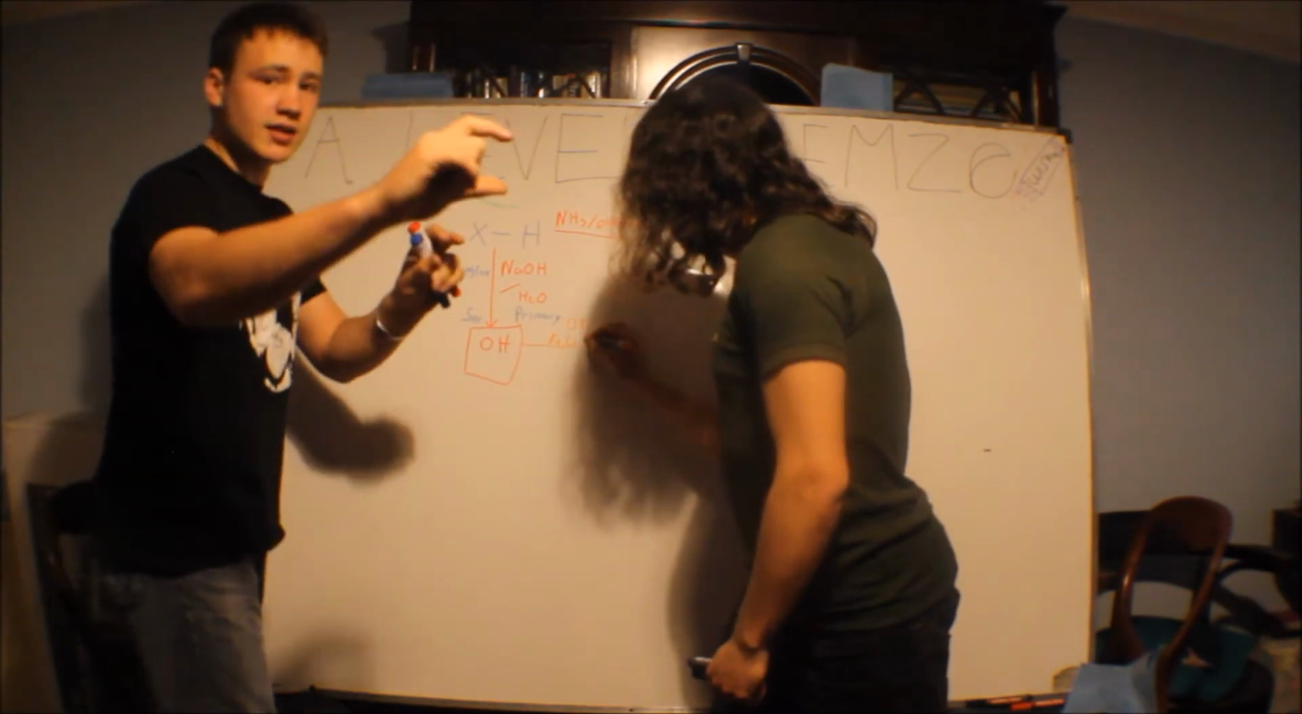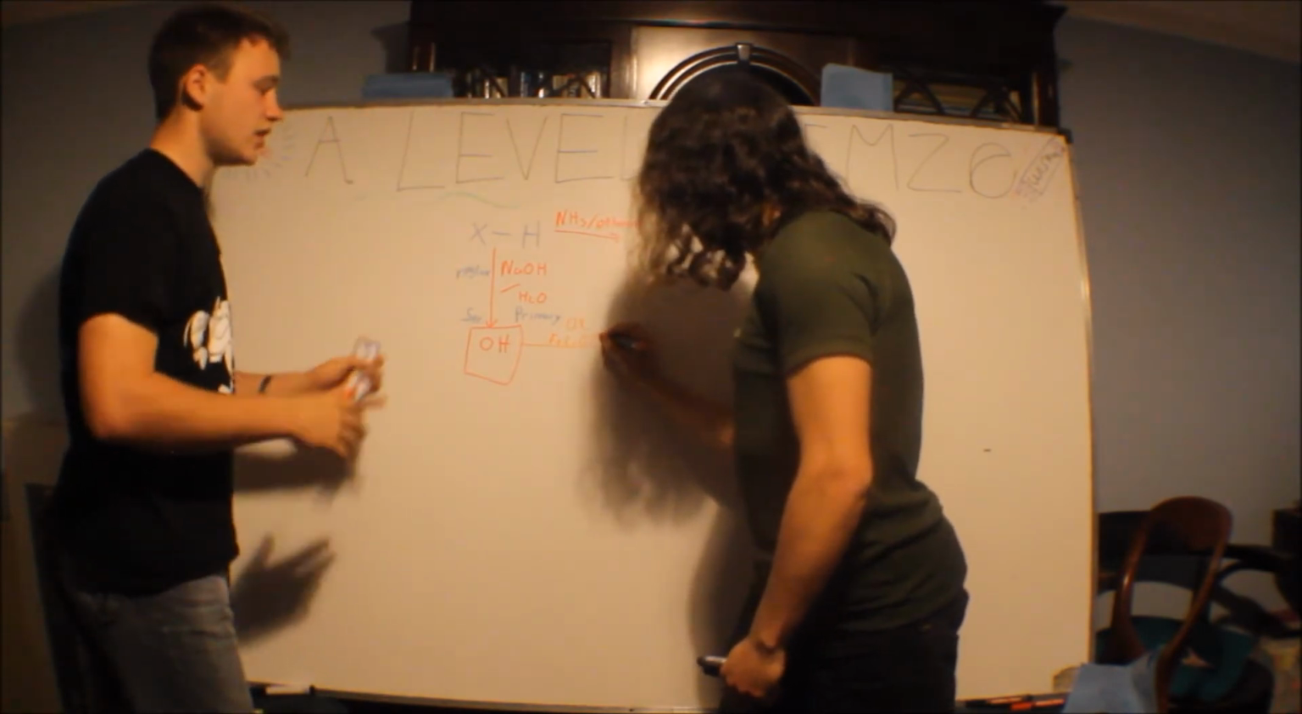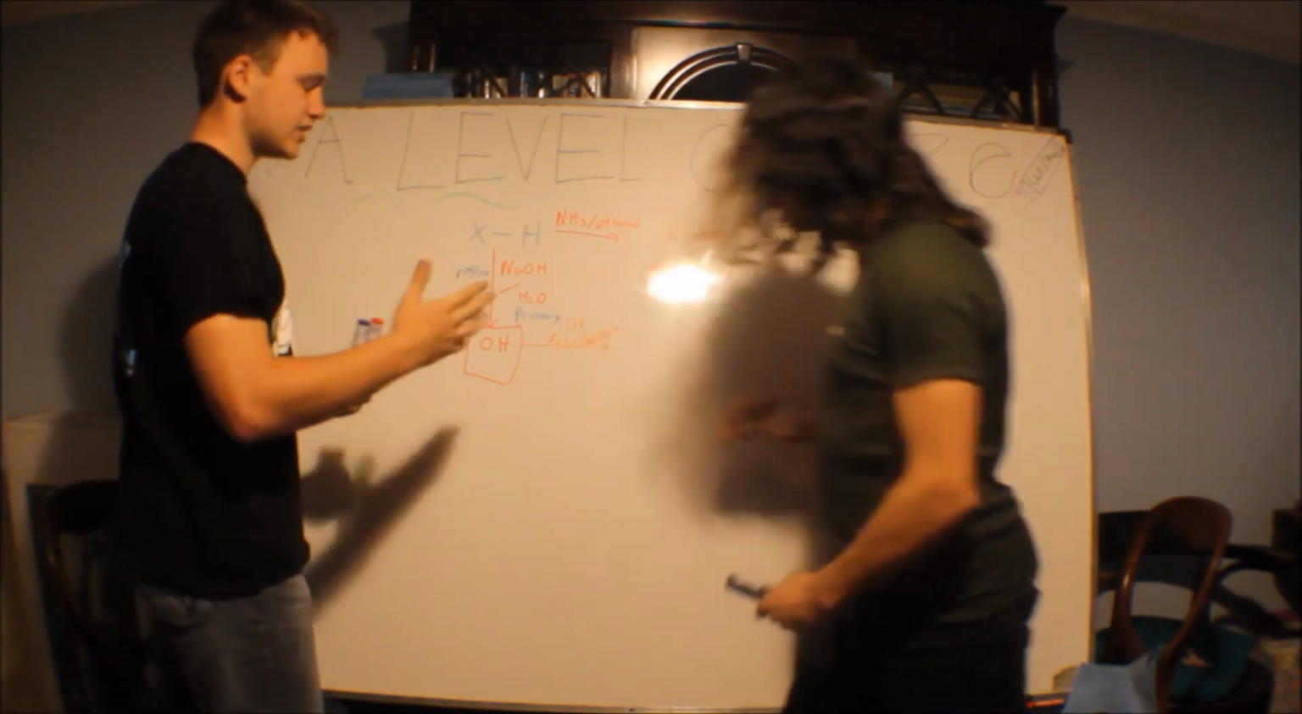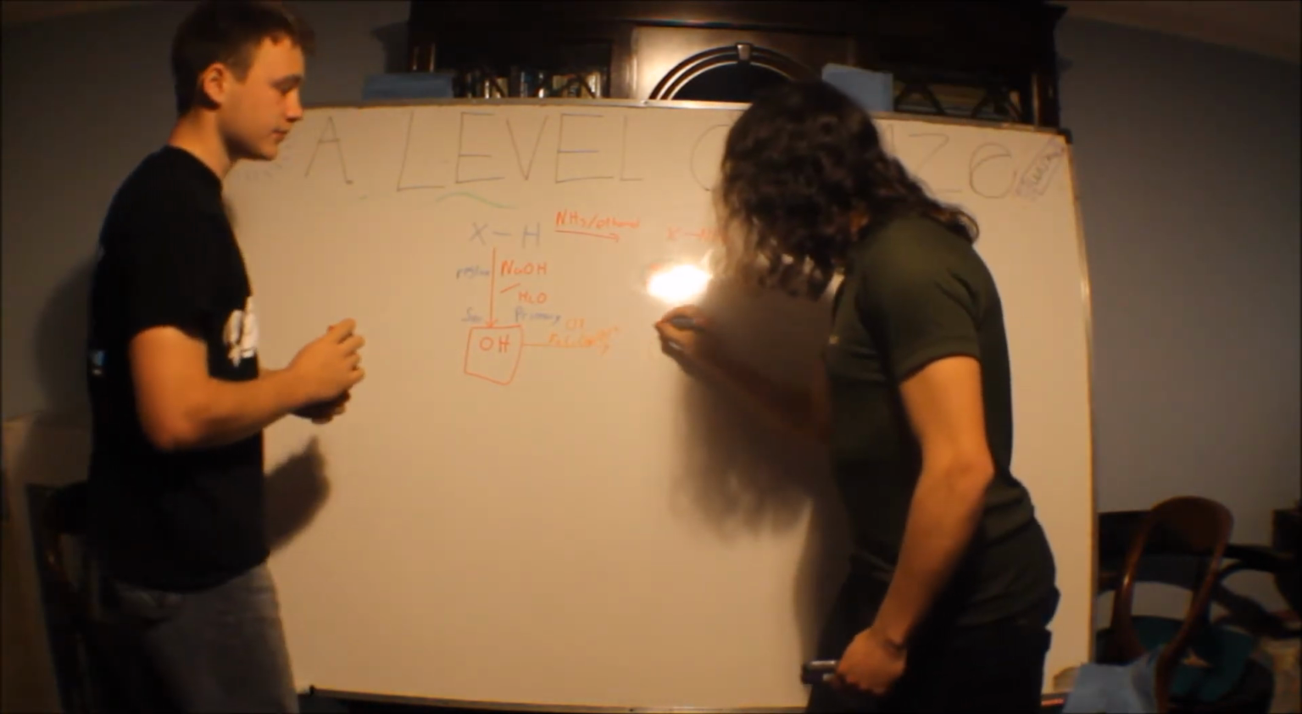Primary means the OH is at the end. So first, what it's going to do is form an aldehyde. It's going to have a double bonded O at the end. So we've got a C double bonded to O as our product.